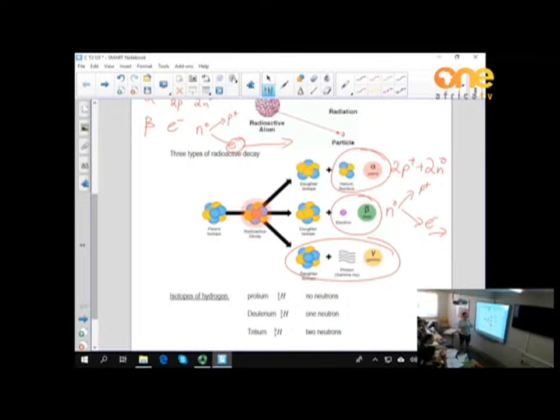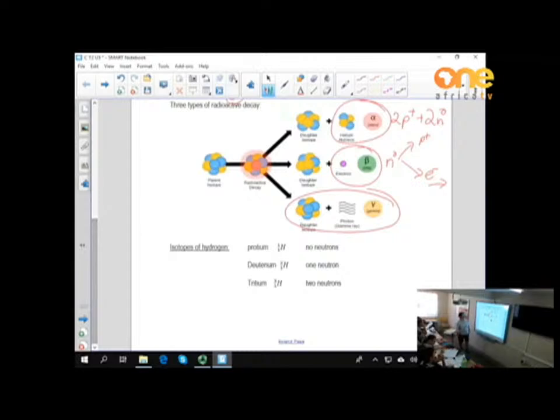It depends on what it does, but it can either shoot out alpha, beta, or gamma. Some are only alpha emitters together with gamma, some are only beta emitters together with gamma, and some only emit gamma radiation. It depends on what you've got. Now you don't need to specifically know which one is an alpha, beta, or a gamma radiator.